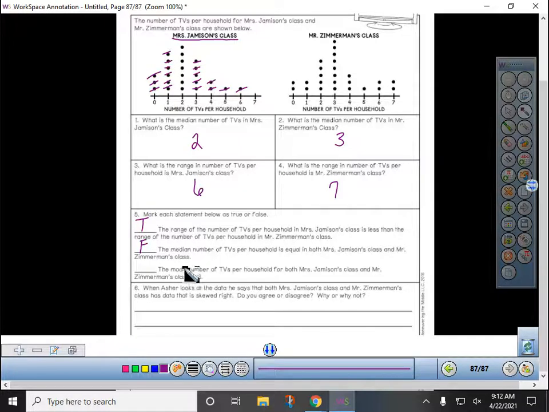Mode means what? Average. Huh? No, that's mean. What does mode mean? The most. Mode, you can write that down if you want, that way you'll have it. Oh, mode equals the one that occurs the most. So are they both 3? No.